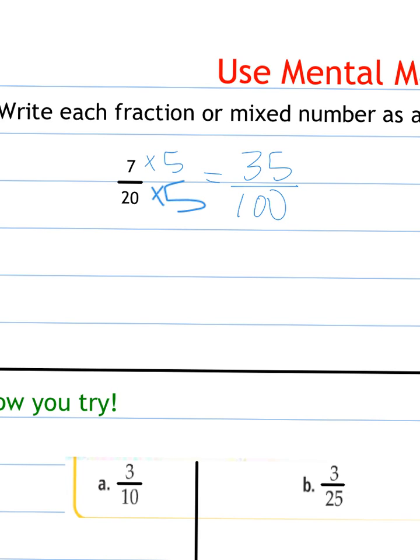And if we were to write that as a decimal, it would look like that because we are ending in the hundredths place. So 35 hundredths.